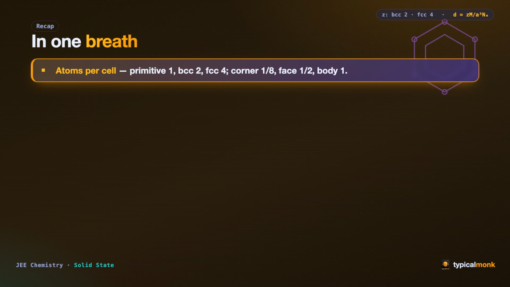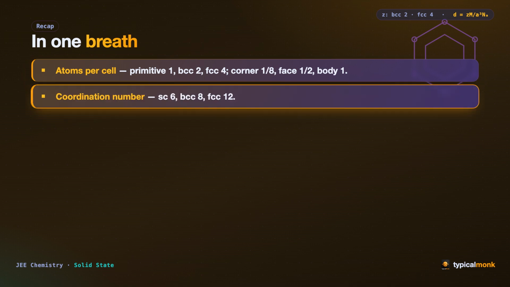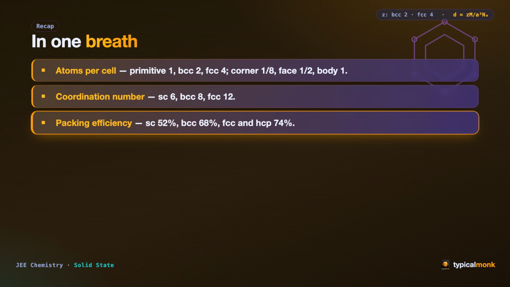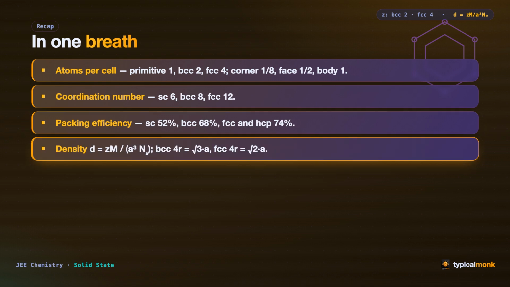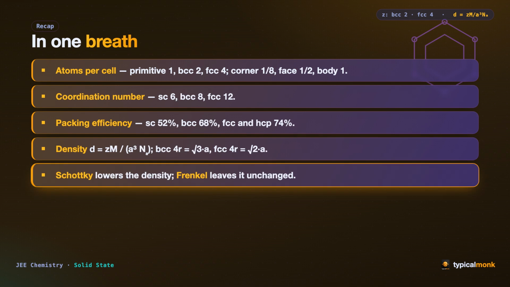Let us gather it all in one breath. The atoms per cell. Primitive 1, body-centered 2, face-centered 4, a corner 1/8, a face 1/2, a body-centered 1. The coordination number. Simple cubic 6, body-centered 8, face-centered 12. The packing efficiency. Simple cubic 52%, body-centered 68, face-centered and hexagonal close packing 74. The density Zm over a cube times Na, body-centered 4r equals root 3a, face-centered 4r equals root 2a. A Schottky defect lowers the density, a Frenkel defect leaves it unchanged.